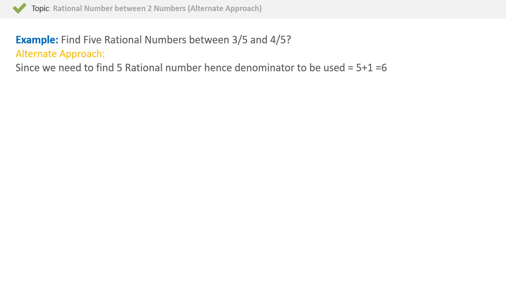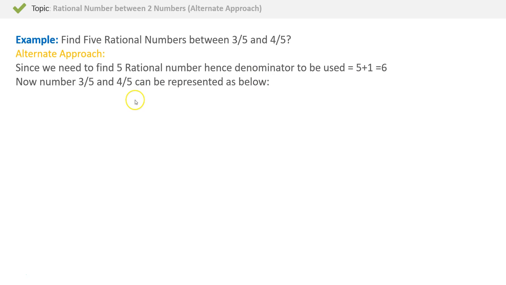I'll take one more example. Let's assume we have to find 5 rational numbers between 3 by 5 and 4 by 5. Since we have to find 5 rational numbers, the number which I am going to use for division will be 5 plus 1 in this case, and that is 6.